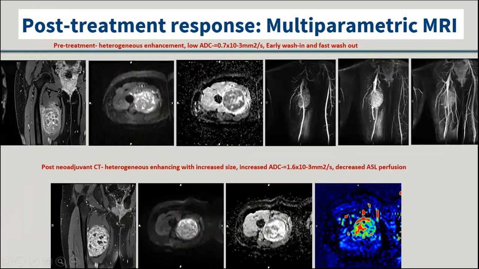Here's another one, multiparametric MR. So this was a leiomyosarcoma. You can see the low ADC. You can see the wash-in, washout. And then when it was given chemotherapy, it looked like this. So not too much change from here, but on ADC, you can see very little left. Most of the white stuff is necrosis. That's on the arterial spin labeling. Same thing, less perfusion, only in that area.